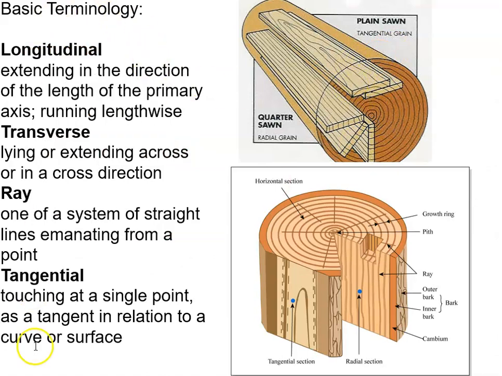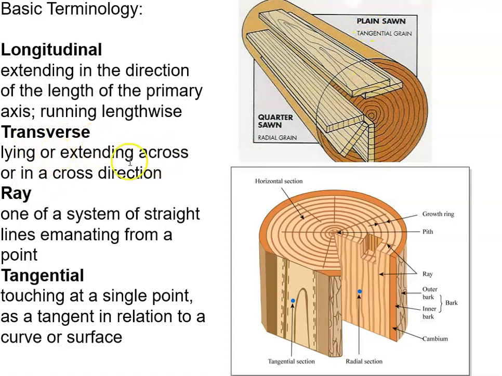And some important geometry. Always when we describe structural members, be it steel or trees, whatever it is, we have to know our vocabulary to describe things properly. So longitudinal, extending in the direction of the length of the primary axis, running lengthwise. So this is the tree trunk, and that would be the longitudinal axis of the tree, and that's a longitudinal cut. And like I said with that other slide, I'd call that a longitudinal cross-section if we cut the tree and looked into it that way.